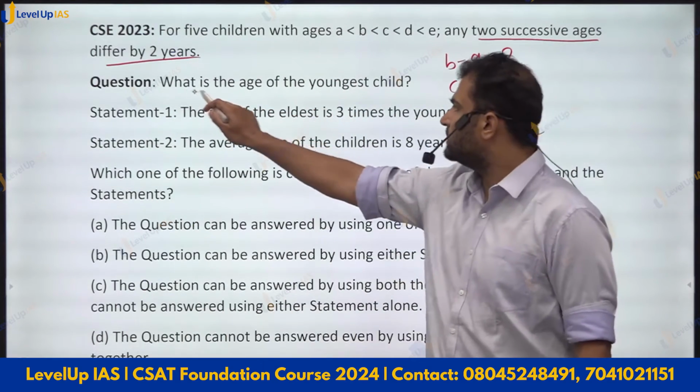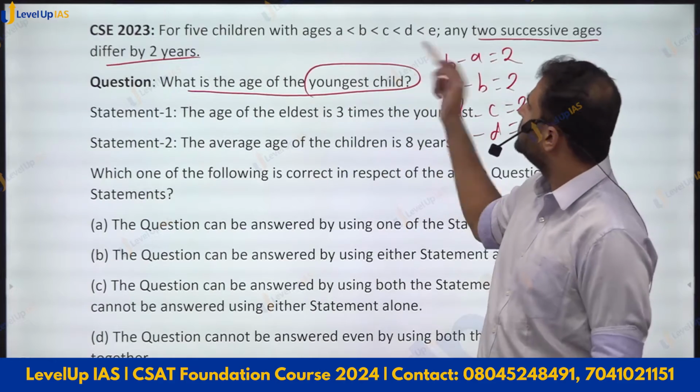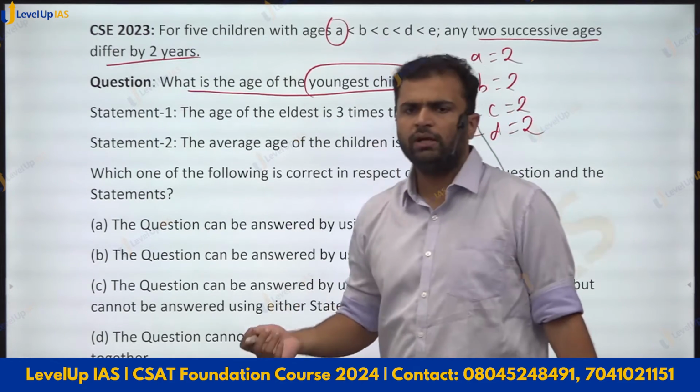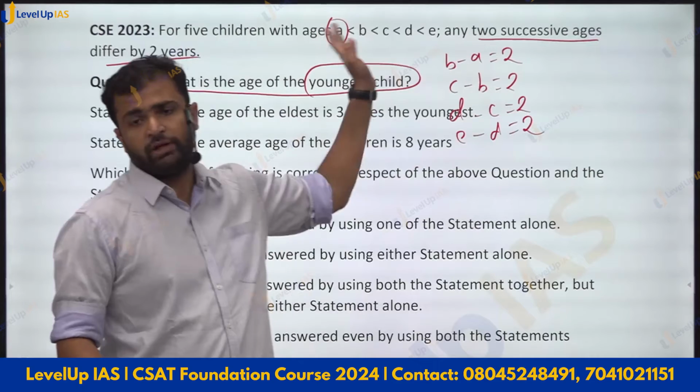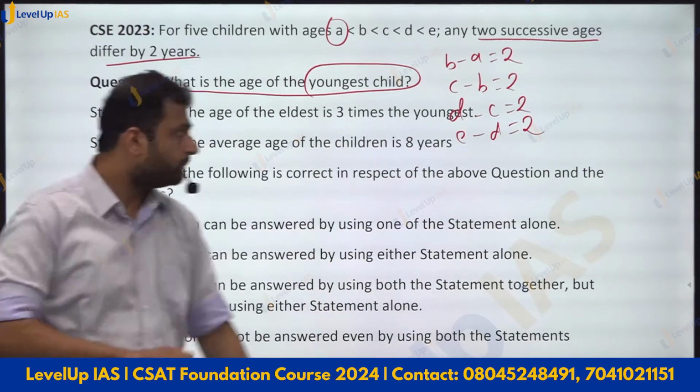The question is, what is the age of the youngest child? Who is the youngest child? A. We have to find A. But again, if we find any of them, we can find all of them, no issues.